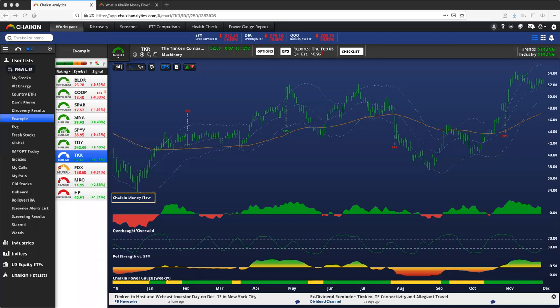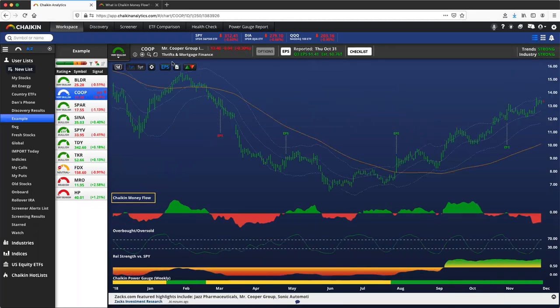The other way we can view money flow is looking for divergences. Money flow, by and large, should move along with price. As money flow is green, price should go up. As money flow is red, price should go down. When the opposite takes place, we see money flow divergences.